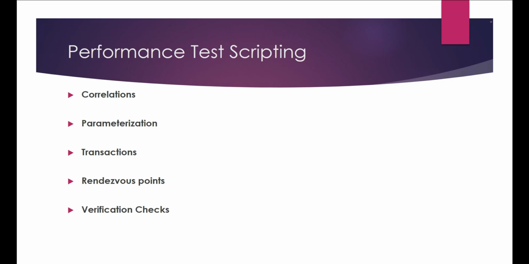A performance testing script consists of correlations, parameterization, transactions, rendezvous points, and verification checks. Correlation is done to resolve dynamic server values such as session ID or cookies. Most of the commercial performance testing tools support both manual and automatic correlations.